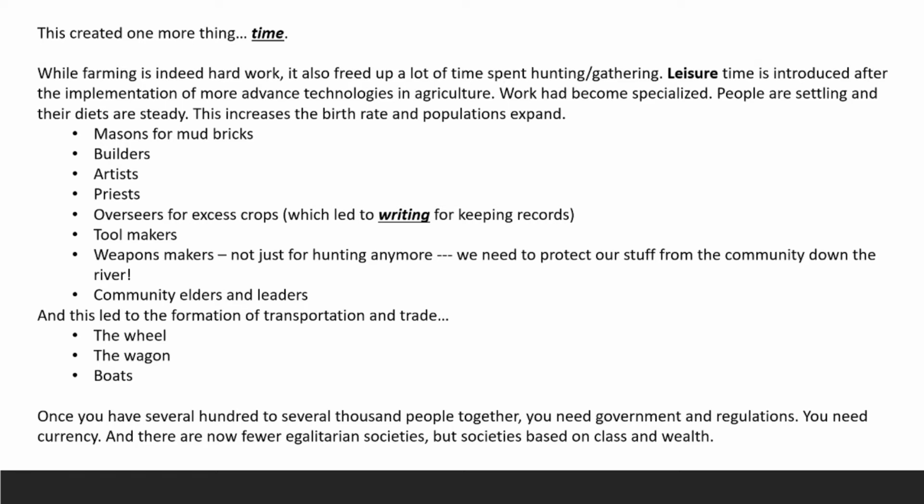This also leads to the formation of transportation and trade. There are wheels, there are wagons, there are boats. And once you have several hundred to several thousand people together, you need government and regulations. You need currency. And now there are few egalitarian societies, but societies based on class and wealth.